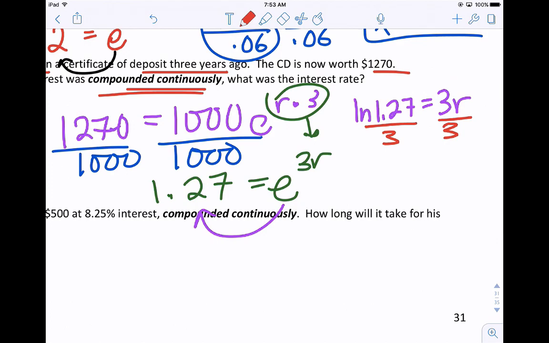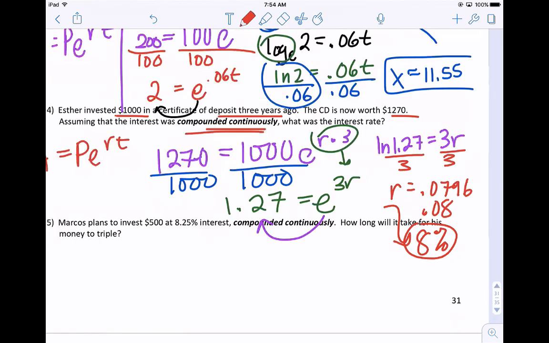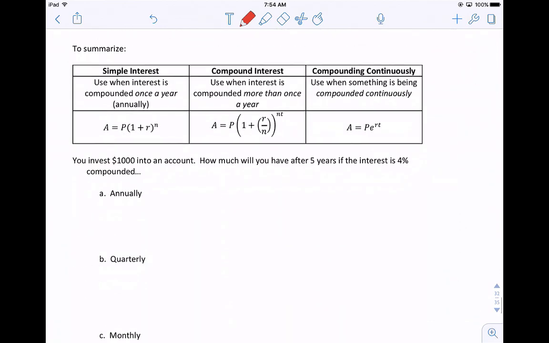Type that in: ln of 1.27, close my parentheses, divided by 3, and our rate is 0.0796. I'm going to round that, so it's about 8%. All right, so there's our rate, about 8%. You could say 7.96% would be more accurate. And again, you can check your answer by plugging back in and making sure you get 1270. Make sure you use the answer key so it's more accurate.